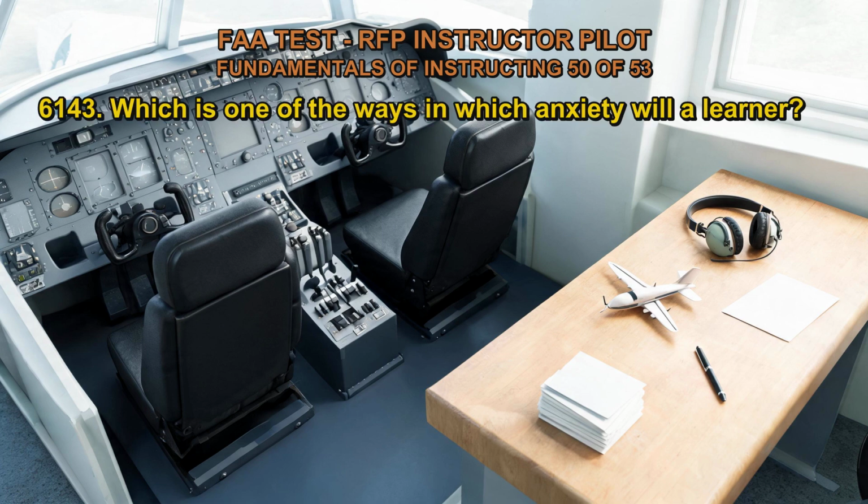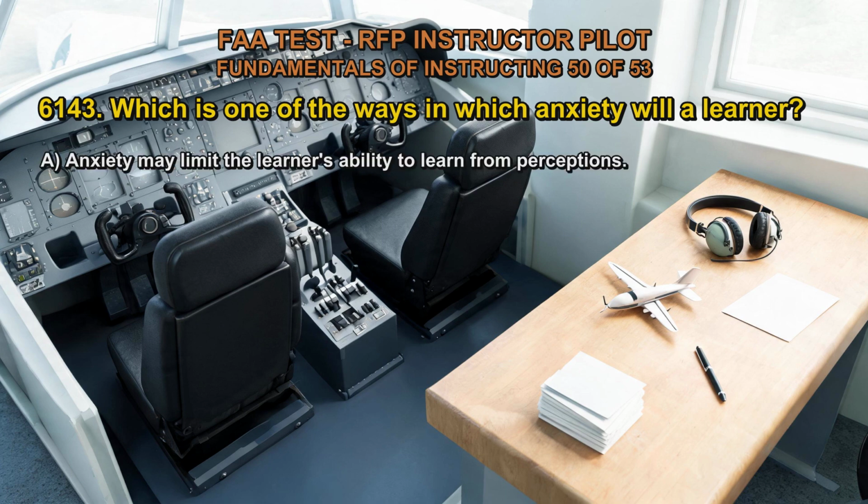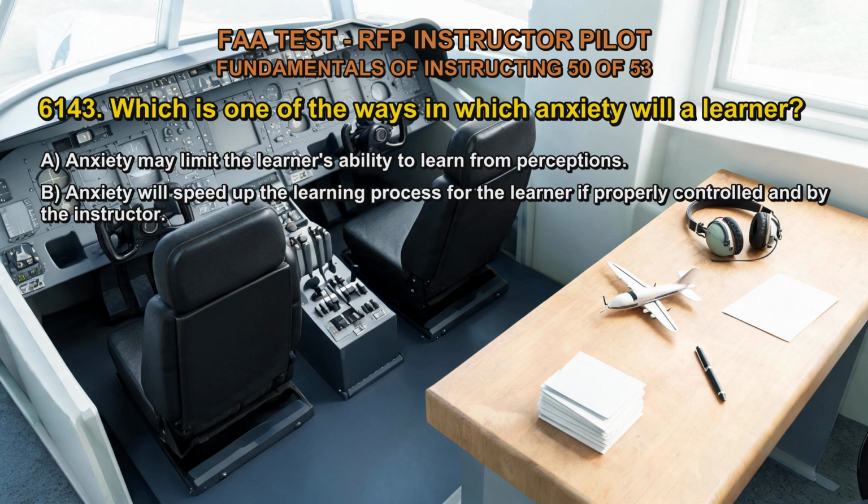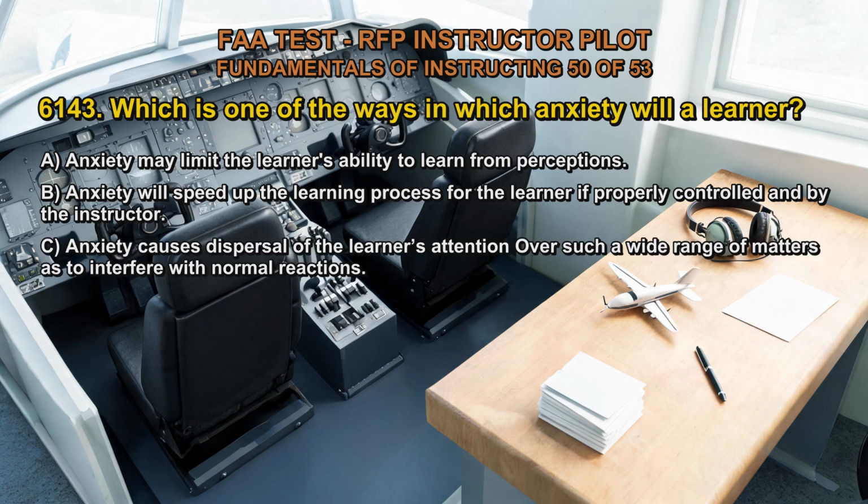Q6143. Which is one of the ways in which anxiety will affect a learner? A. Anxiety may limit the learner's ability to learn from perceptions. B. Anxiety will speed up the learning process for the learner if properly controlled by the instructor. C. Anxiety causes dispersal of the learner's attention over such a wide range of matters as to interfere with normal reactions.